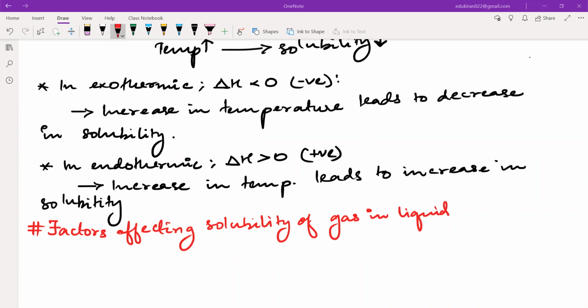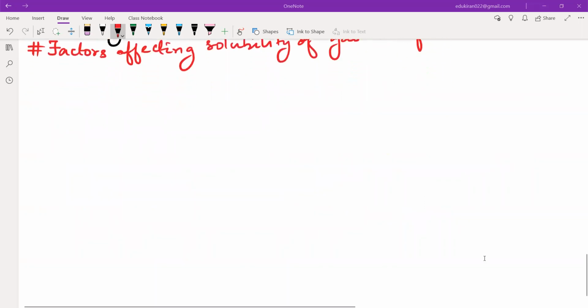Okay, those who are done, just write the heading: factors affecting solubility of gas in liquid. Muhammad Umar, are you done? Yes, sir. Okay, fine. We'll start.